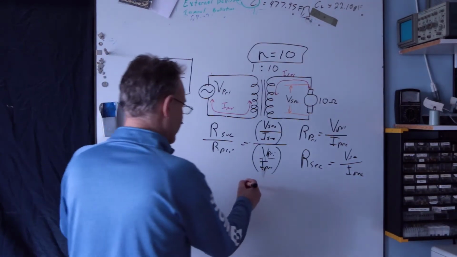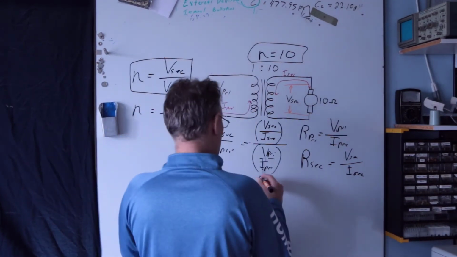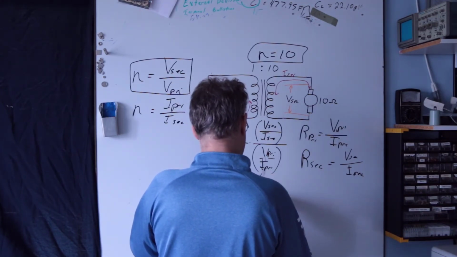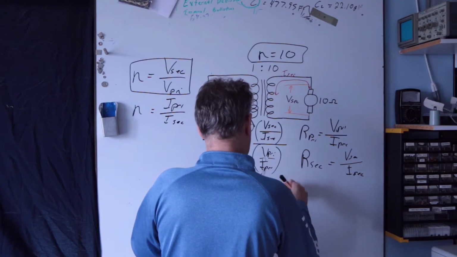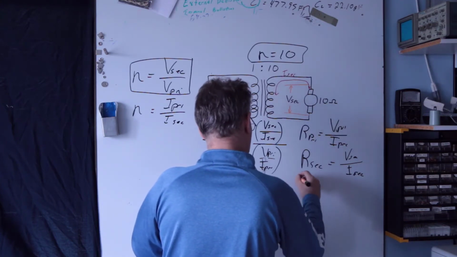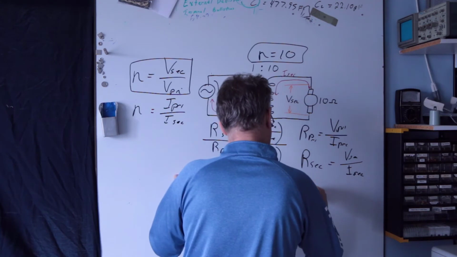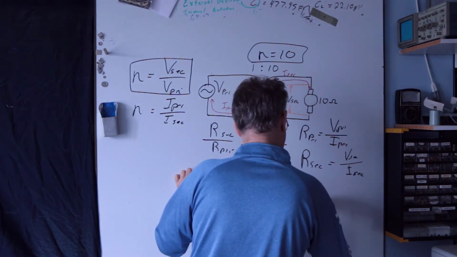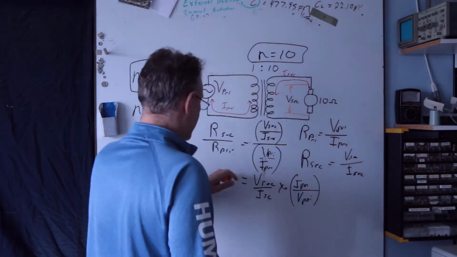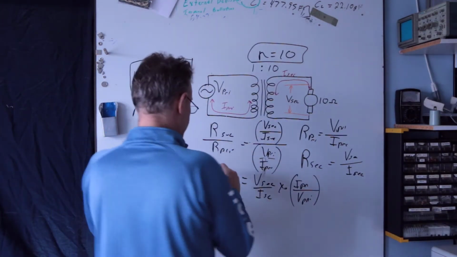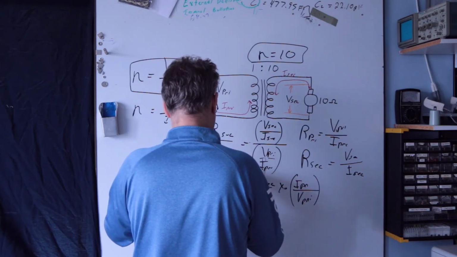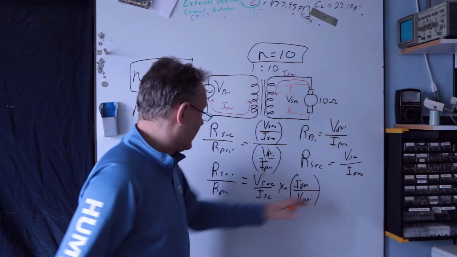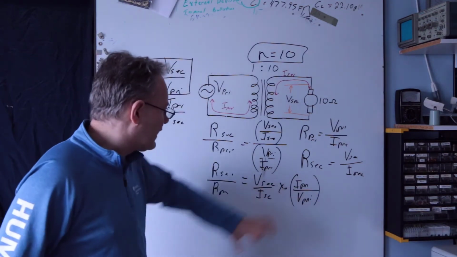Okay, so I'm going to go down here and continue this idea where I'm going to say V secondary over I secondary times I primary over V primary. Okay, so now I know that that equals this. Okay, so I'm just going to continue with this. R secondary over R primary equals all of this. And we're fine with that. I think we're kind of getting somewhere with that.